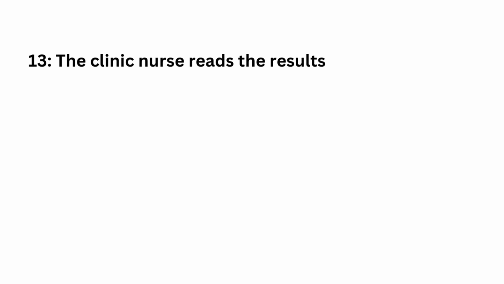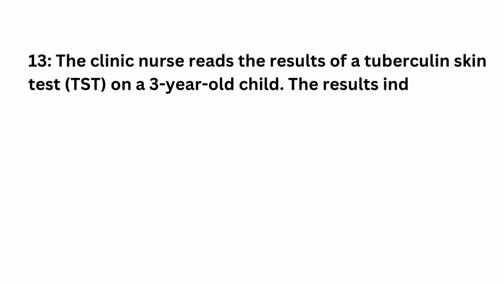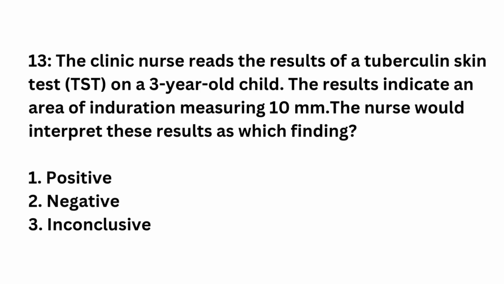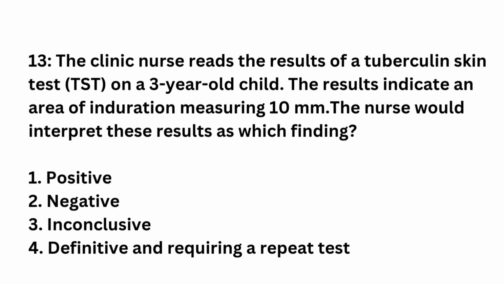The clinic nurse reads the results of a tuberculin skin test, TST, on a 3-year-old child. The results indicate an area of induration measuring 10 mm. The nurse would interpret these results as which finding? 1. Positive. 2. Negative. 3. Inconclusive. 4. Definitive and requiring a repeat test.